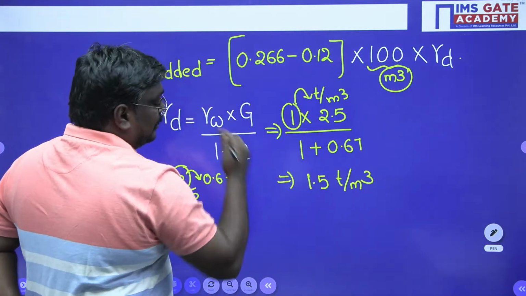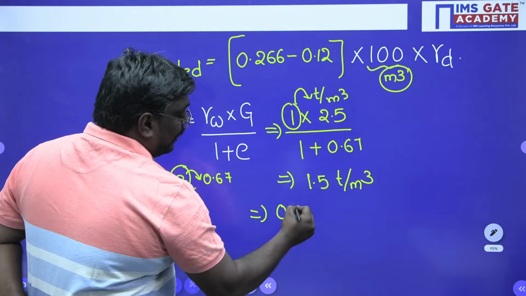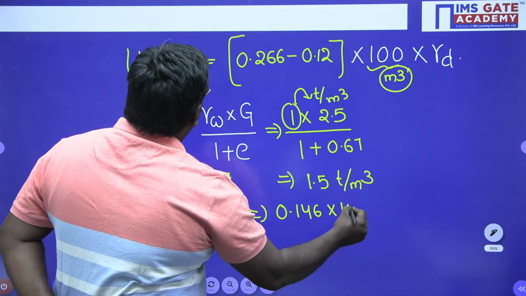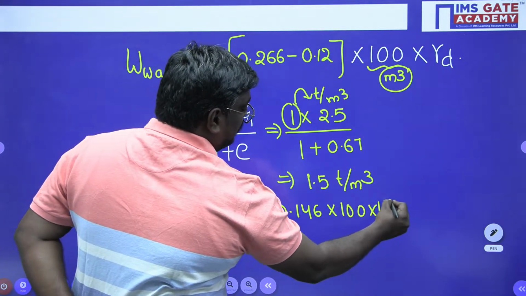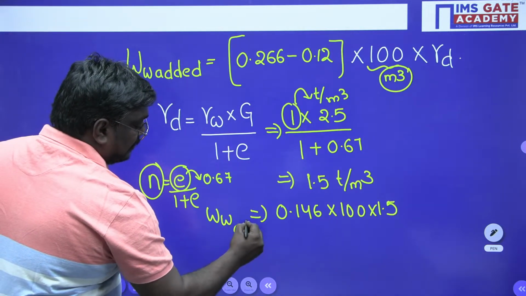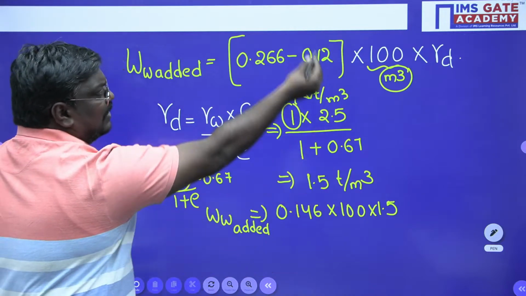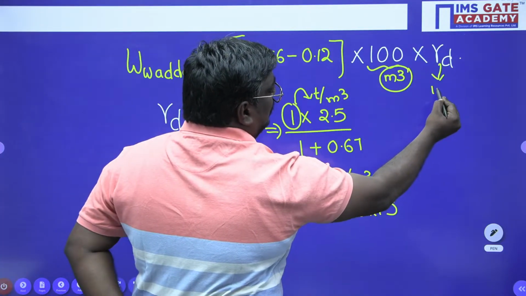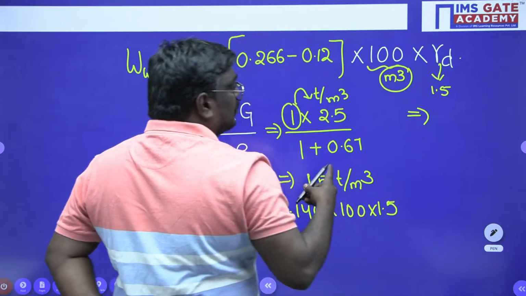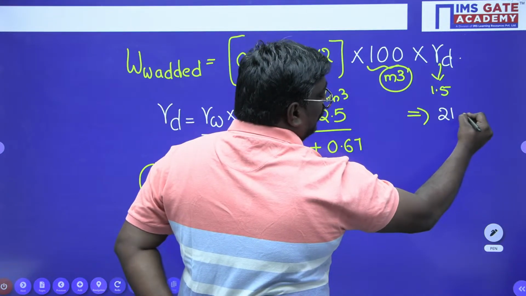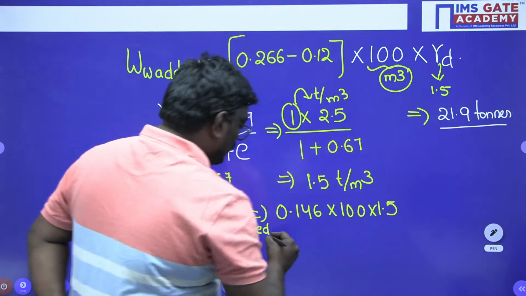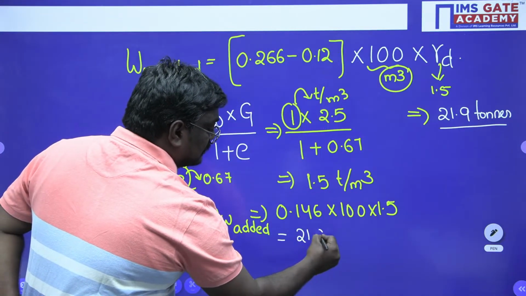Here you can take the weight of water to be added as 0.146, okay, into 100 into 1.5. Or you can just plug in this value. Here you can write gamma D is 1.5. When you plug this value, you will get the weight of water to be added as how much? The weight of the water to be added is 21.9 tons. If you plug this value, you will get a value of 21.9 tons.